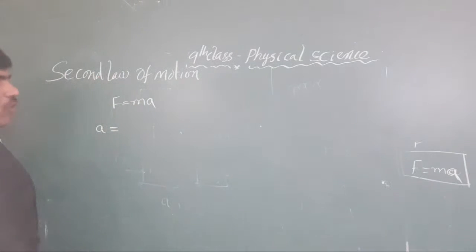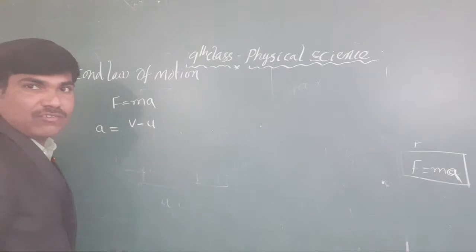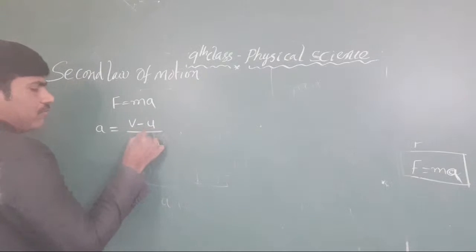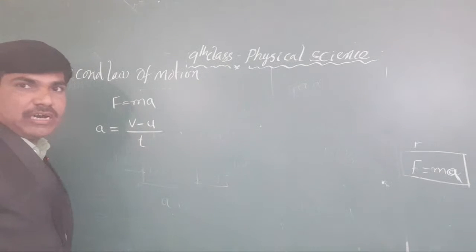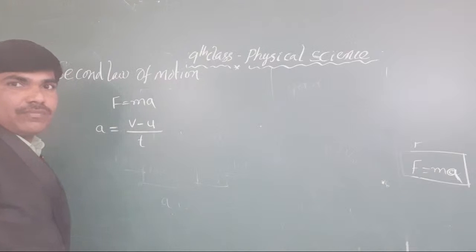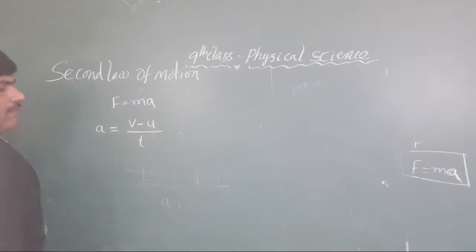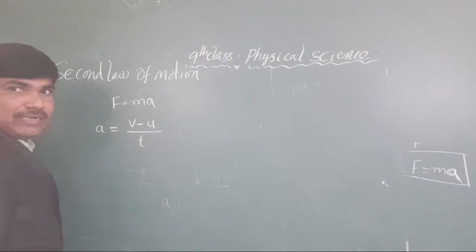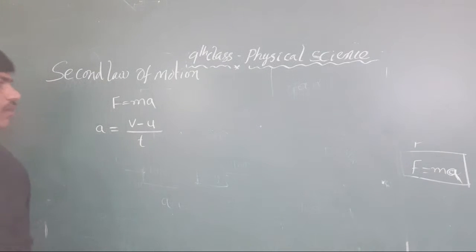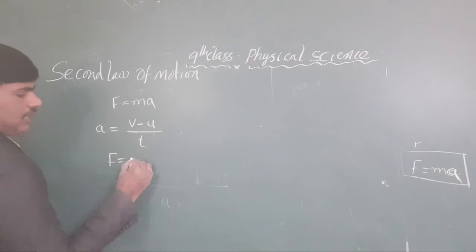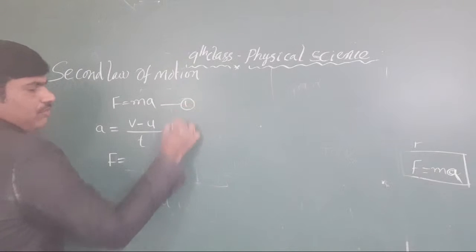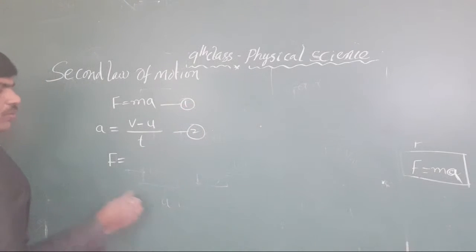Suppose you take one body, final velocity is v, initial velocity is taken as u. Now divided by time, that is only called change of rate of velocity. Clear or not, all the students? Here we consider a equal to v minus u by t. Now you substitute it in equation number 1. It is taken as equation number 2.